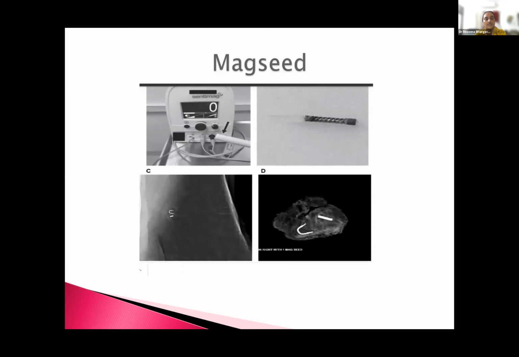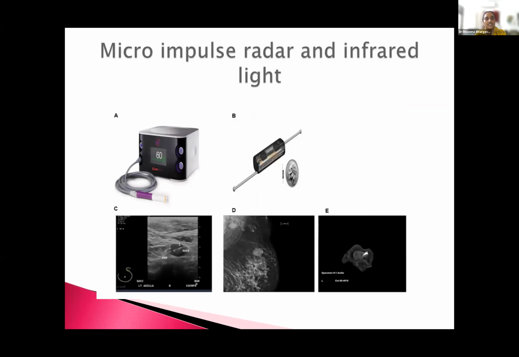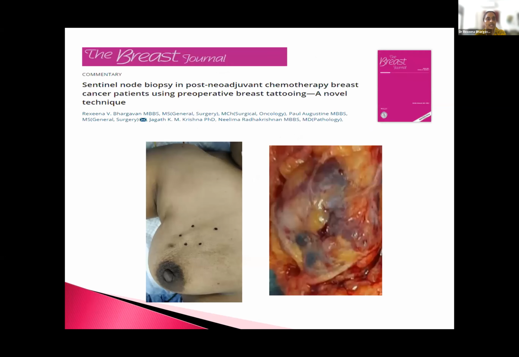The other most commonly used recent technique is a MAGSEED, in which a magnetic probe is required, and the clip is magnetized when the probe is brought close to it, and then the node can be identified. The other ones are micro impulse radar and infrared light. All these are newer techniques which are used, and multiple trials are going on of the same.